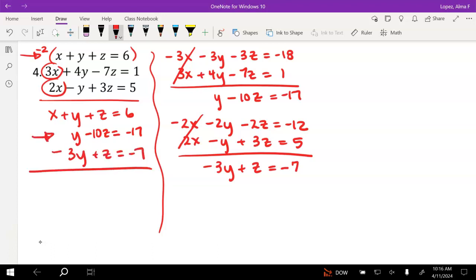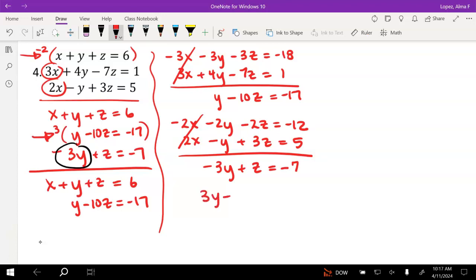Now I'm going to use the second equation as a pivot and use it as a tool to eliminate the y's in the third row. Because the first and second equations are pivots, I'm going to copy them down because pivots do not change. Now, in order to eliminate the negative 3y in the third row, I'm going to multiply my pivot equation by 3. Then I'm going to show it in the margin. It's going to look like 3y minus 30z is equal to negative 51.